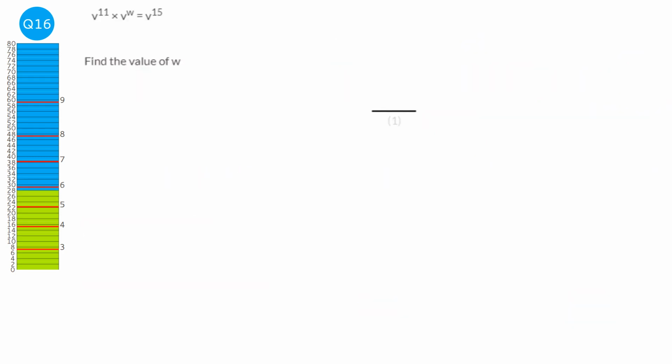We know that when you multiply powers with the same base, and here we've got all these as base v, you add the powers. So we're actually looking at what do we add to 11, which is this one here, to get to the 15. 11 plus 4 is 15. So w therefore equals 4.